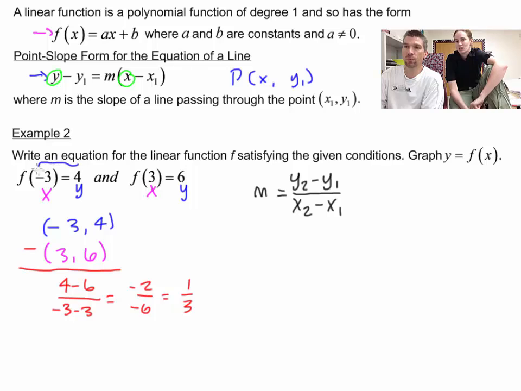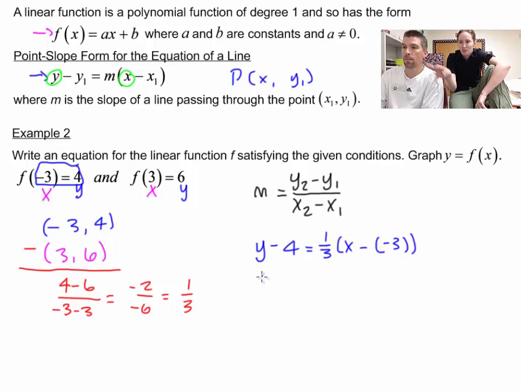Okay, let's choose this point. So that's -3, 4. That's our x1 and our y1. So we plug it in. y minus y1, which is 4, equals 1/3 times x minus -3.